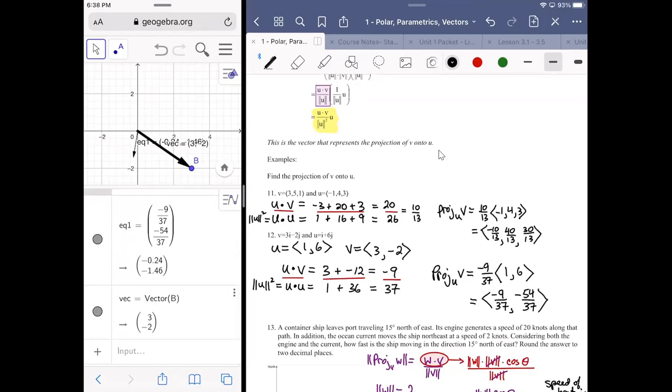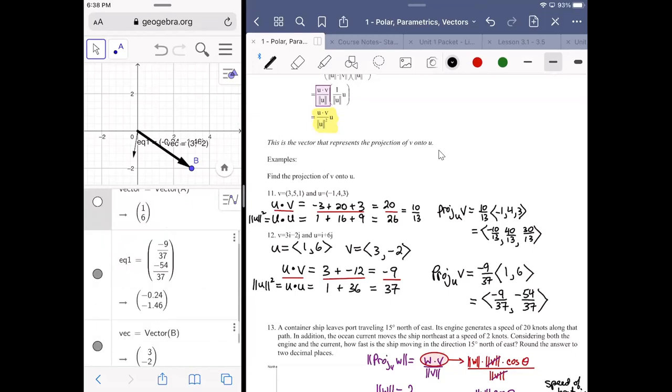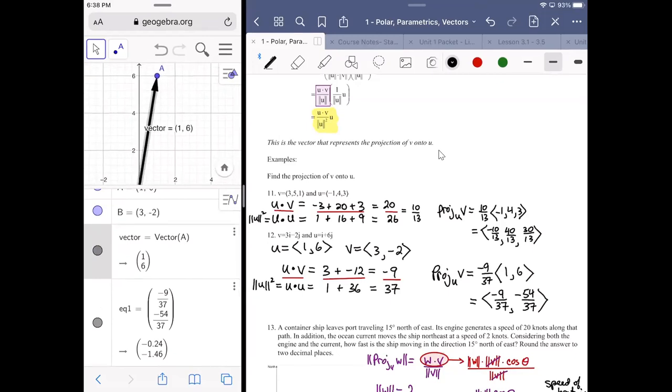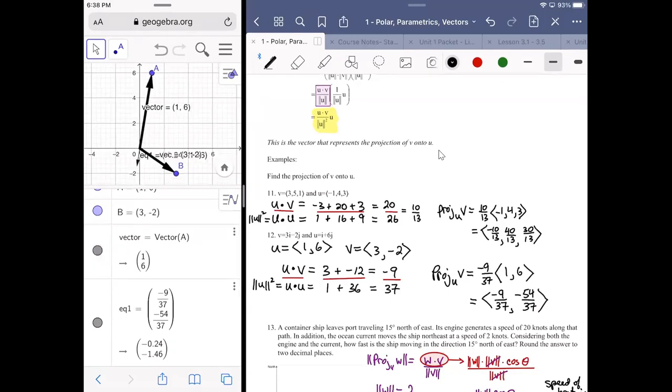So, see that little teensy tiny vector that's just kind of hanging out there? That -9/37 and -54/37. I guess I could turn the other one back on. So that vector A is going off in the direction of 1, 6. It just sucks that I wish Geogebra was a lot more user friendly, but then again, it probably would be a paid app if it was. So it's going off in the direction of 1, 6. The vector B is going off in the direction of 3, -2.